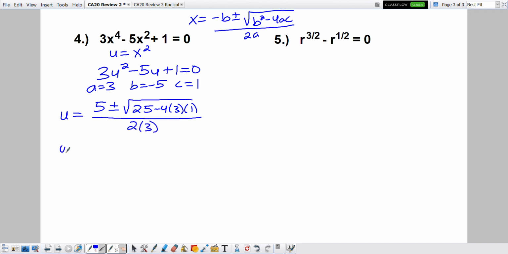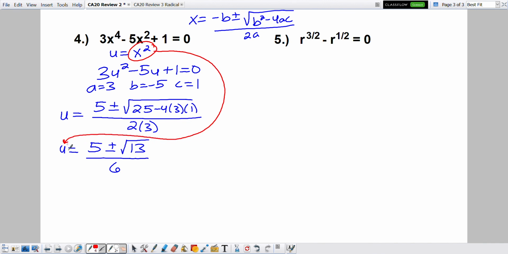And if I simplify this a little bit, I get 5 plus or minus the square root. It's 25 minus 12, so 13 all over 6. Now that right there is actually okay for the answer. However, remember, we're not solving for u, we're solving for x. So this is what x squared equals instead of what u equals. X squared equals 5 plus or minus the square root of 13 all over 6.